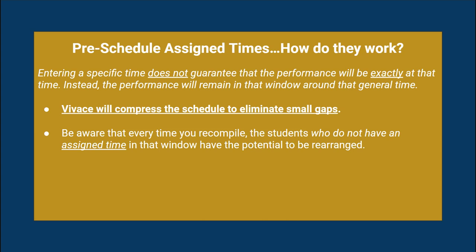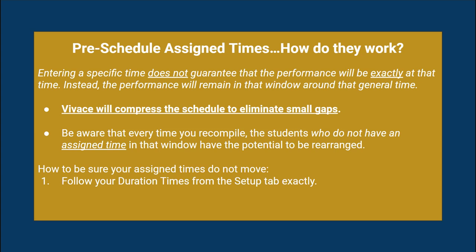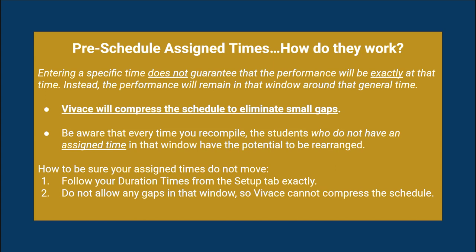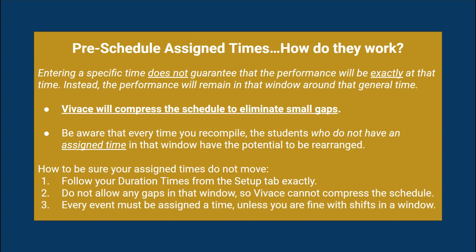If you have not distributed the schedule to teachers, there's no problem. They're just rearranged and it's okay. If you really want a particular student at a particular time, then you will need to assign some times. How to be sure your assigned times do not move? Well, you will need to follow your duration times from the Setup tab exactly. Do not allow any gaps in that window, so Vivace cannot compress the schedule. And every event must be assigned a time. If it does not matter if students are rearranged within a window, like in a recital format, you do not need to assign times.